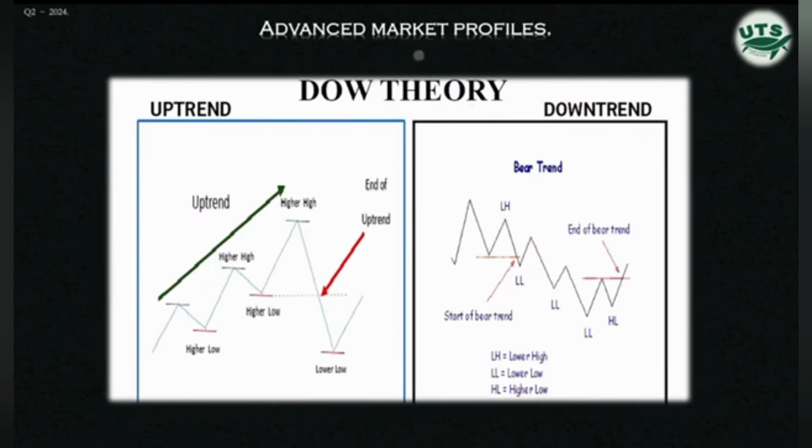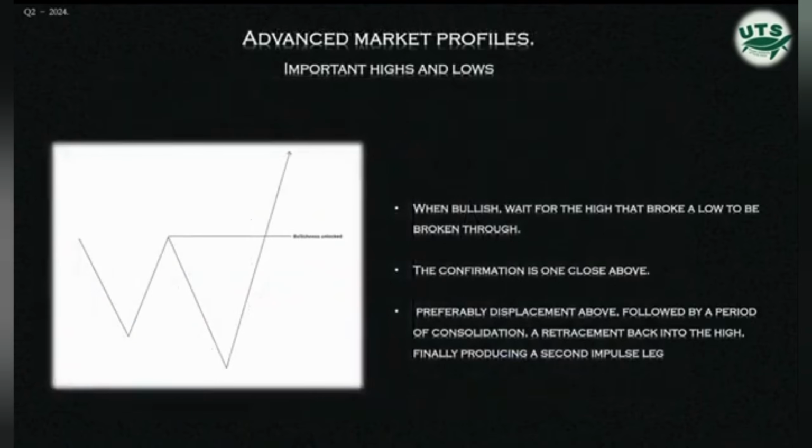So this Dow theory, the founder of this theory of market structure, has missing information, and what we've done is we've improved upon their shortcomings, by we I mean me of course. So you focus on specific highs and lows, and that's it. Important highs and lows are the high that broke the low in a bullish market. So when bullish, we wait for the high that broke a low to be broken through, and that unlocks the bullishness. The confirmation, of course, is one close above.